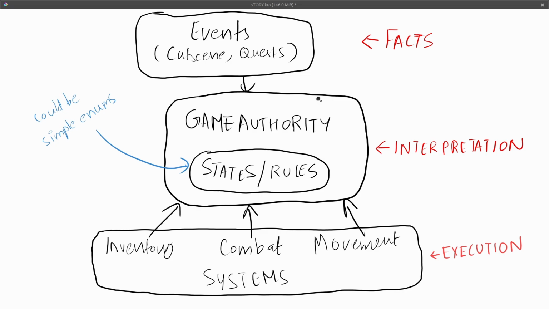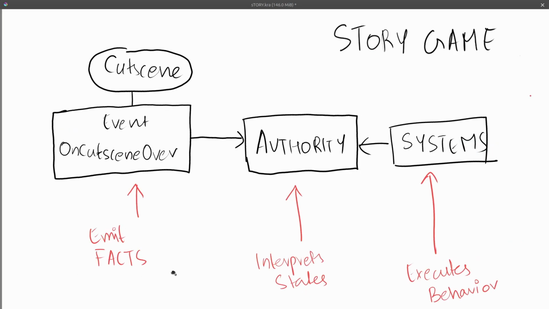So again, this is how it goes. We have different events, and these report various facts to the authority, and then the authority interprets different states and rules. And these states and rules could be simple enums. And then different executions, like different systems in our game, check for the current state in the game authority and then perform the code. So facts, interpretation, execution.